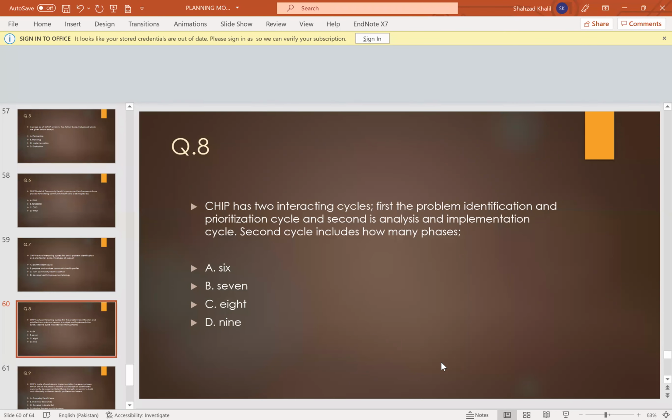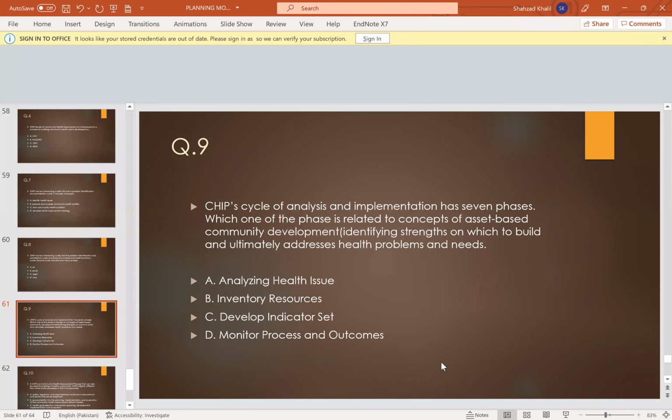Question 8. CHIP has two interacting cycles. First, the problem identification and prioritization cycle, and second is the analysis and implementation cycle. The second cycle includes how many phases? 6, 7, 8, 9. No, it has 7 phases. 7 is the correct answer, B. The CHIP cycle of analysis and implementation has 7 phases.